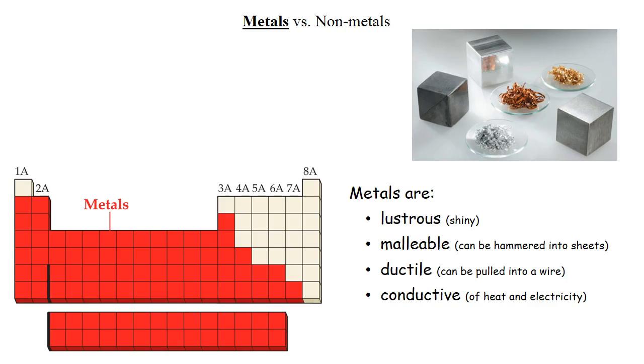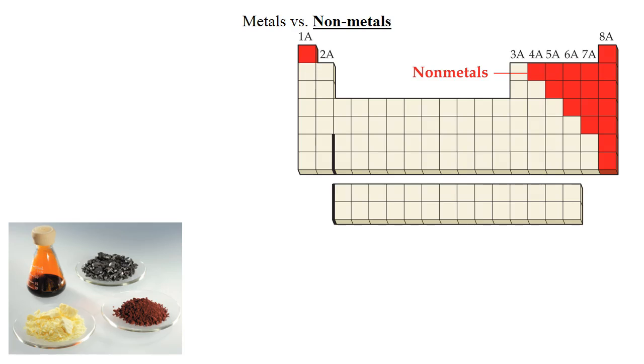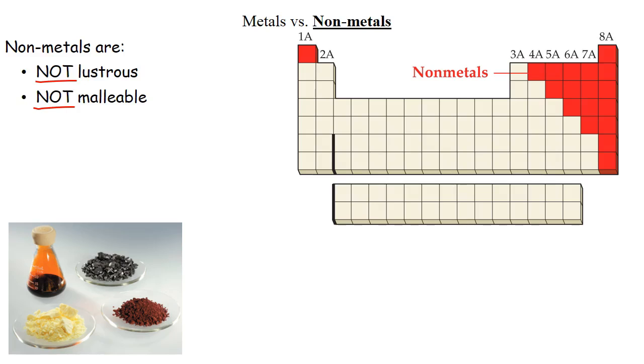And then if we turn our attention now instead to nonmetals, there are some pictures of some nonmetals down here. The nonmetals are much fewer in number. They tend to occupy the upper right-hand portion of the periodic table, with the exception, of course, of hydrogen. So nonmetals are generally just not any of the other properties. So they are not lustrous, they are not malleable, they are not ductile, and they are generally not conductive.